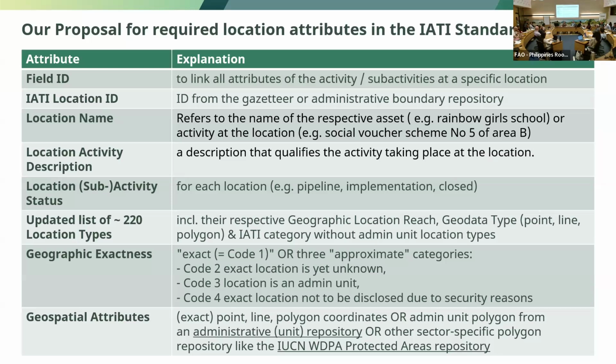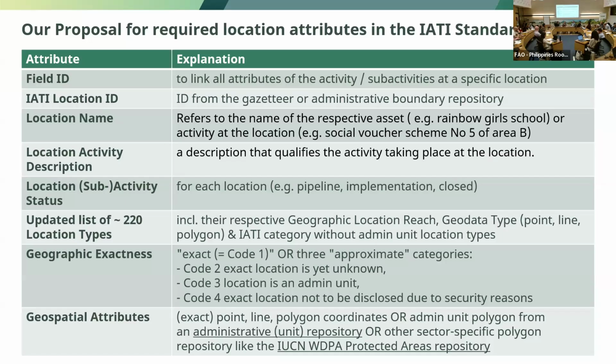Then in IATI there is already a location activity description, which we would keep, which is the most useful data type in the current version of IATI. But we would add the activity status of the project at the location and update the location types list.